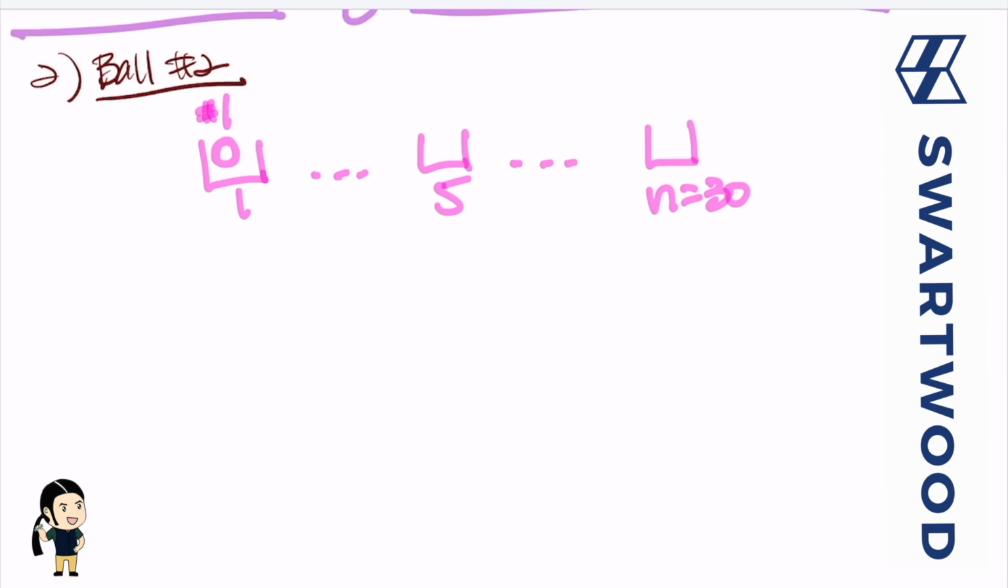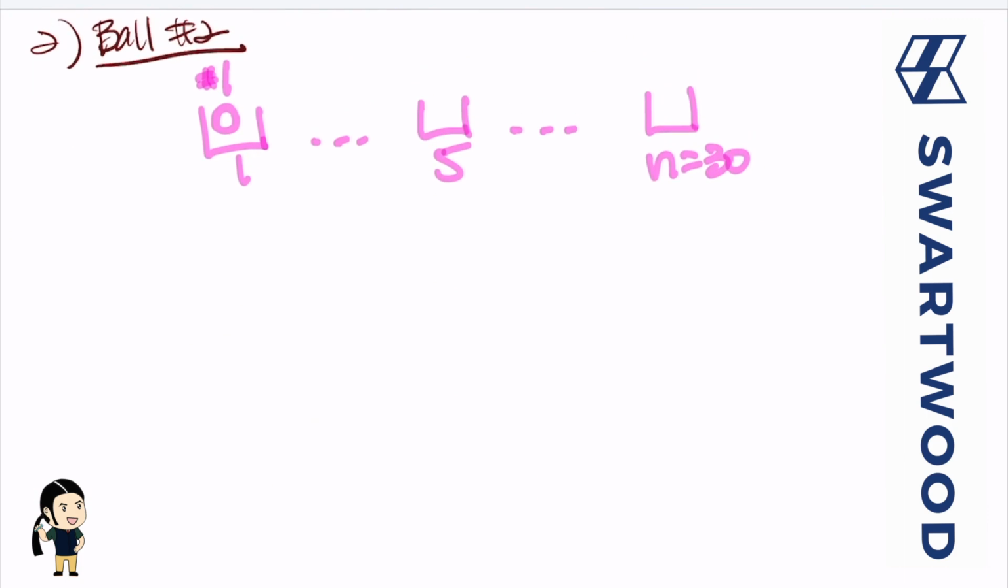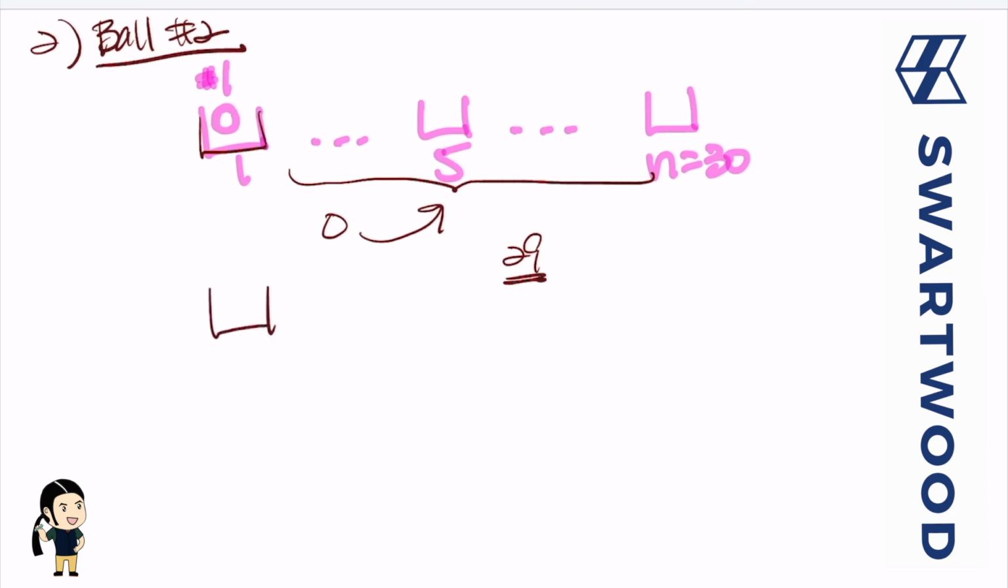Okay, so now when I think about this, how many choices do we have for ball number 2? Well, ball number 2 can go basically in any one of these, right? So excluding box number 1, it can go in 29 boxes, okay? But you can definitely put it in box number 1, okay? The only issue is that if you put it in box number 1, remember, we assume not only that you can distinguish the balls, but that we can put an ordering from left to right on them, okay?